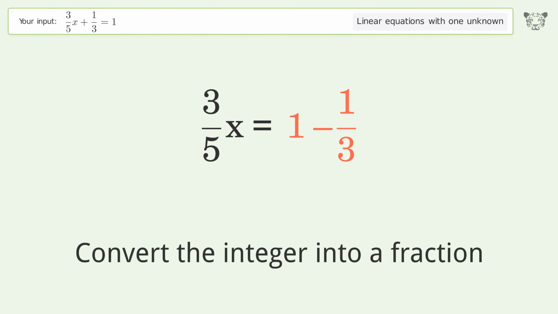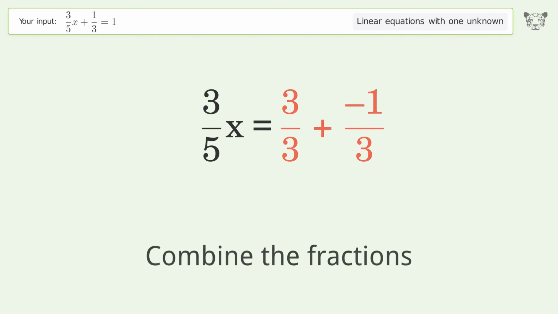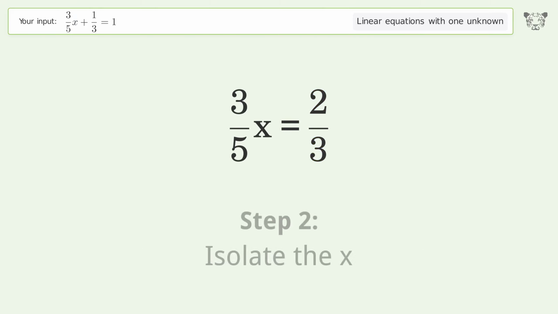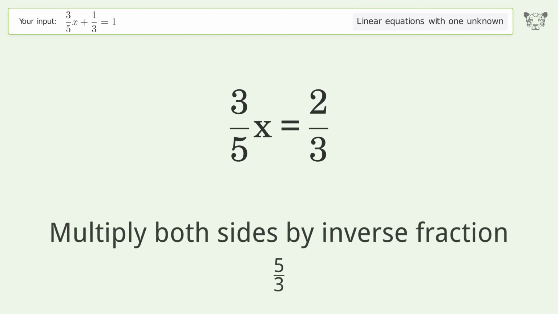Convert the integer into a fraction. Combine the fractions. Combine the numerators. Isolate the x. Multiply both sides by inverse fraction 5 over 3.